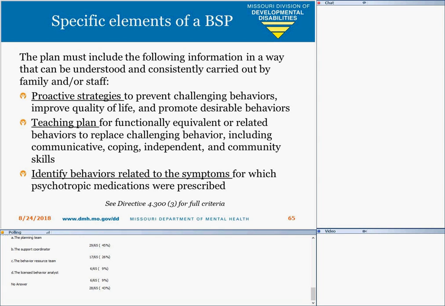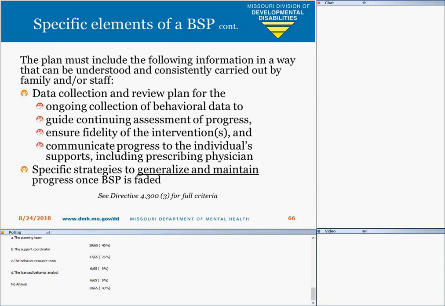And they include identifying behaviors that are related to the symptoms for which psychotropic medications were prescribed. Some other parts of the plan are, again, that it can be understood and carried out by family and staff. It should include data collection and a plan for when the plan and the data will be reviewed to assess progress, and to assess fidelity of the intervention.